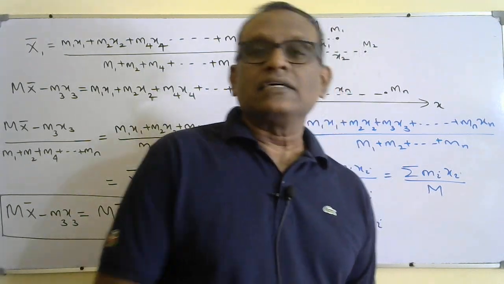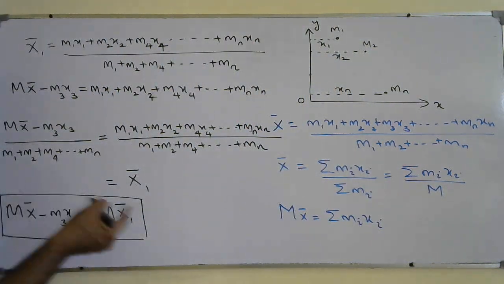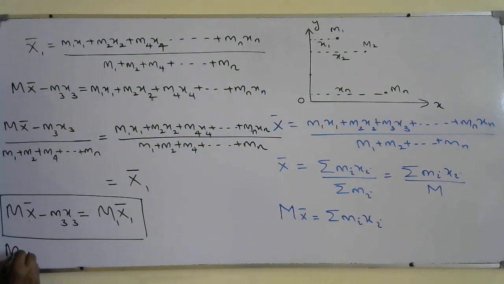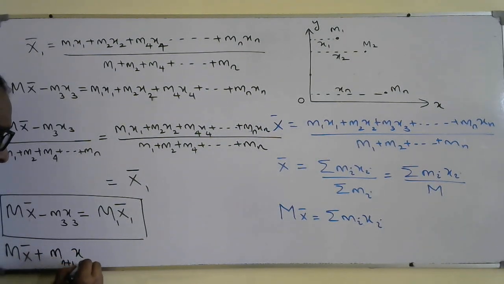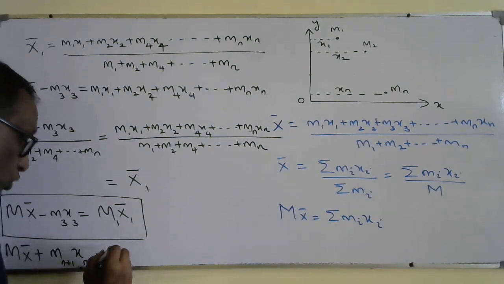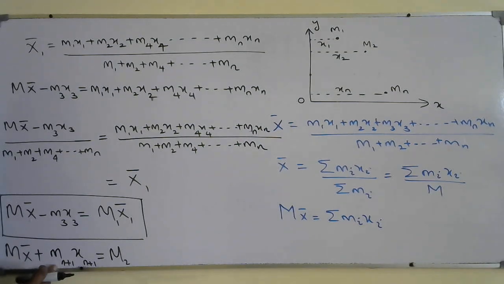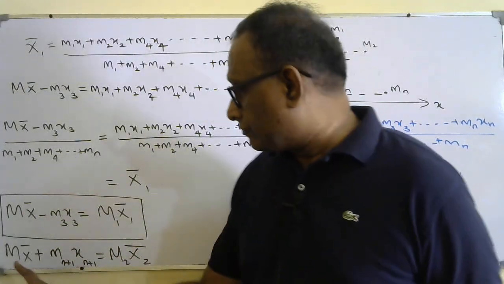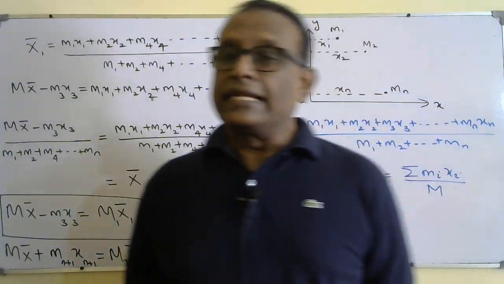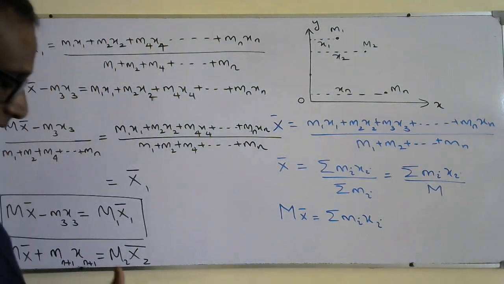In the same way, when you add a new mass to the initial mass M x bar, for example a new particle n plus 1 is added at a point x n plus 1, the new total mass M2 into x2 bar gives the new center of mass. This way also you can find the new center of mass in terms of the initial center of mass when a new particle is added to the system of particles. We can use these things in certain questions.